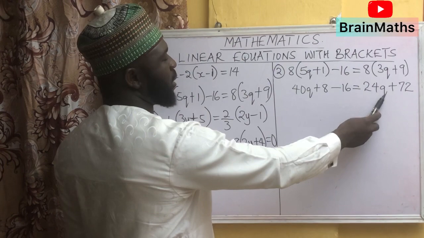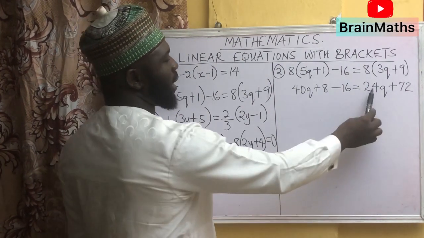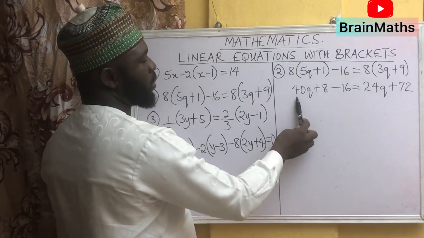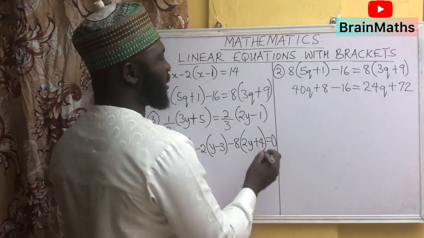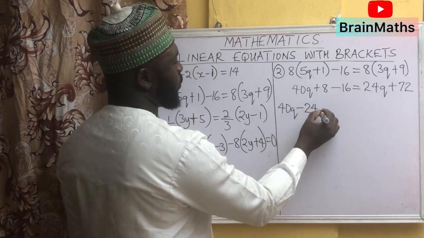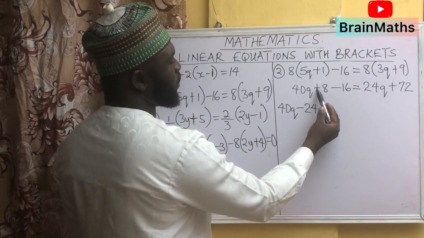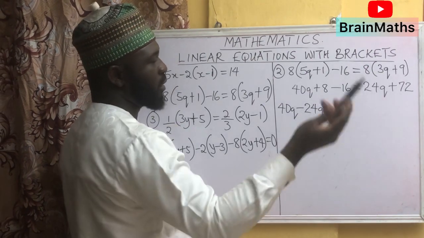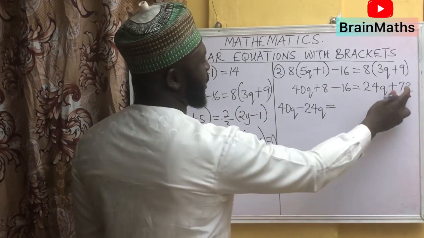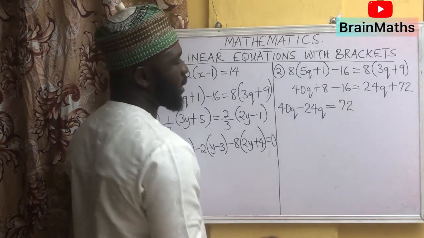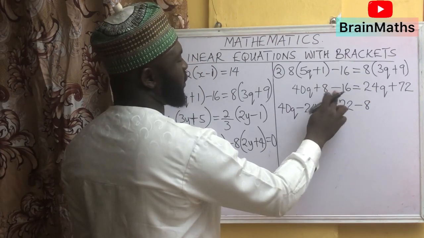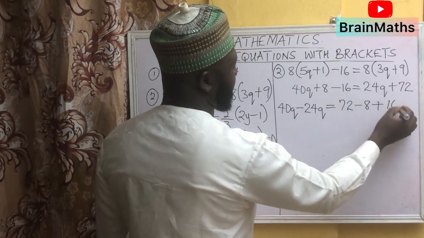To bring the smaller q to this side, we have to subtract 24q from the other side. And whatever we do on the other side, we must do the same on the left hand side. So we say 40q minus 24q. Then this positive 8 and negative 16 are going to be exported to the other side. So we have 72 as the first number on that side. The positive 8 will become negative, and the negative 16 will become positive 16.